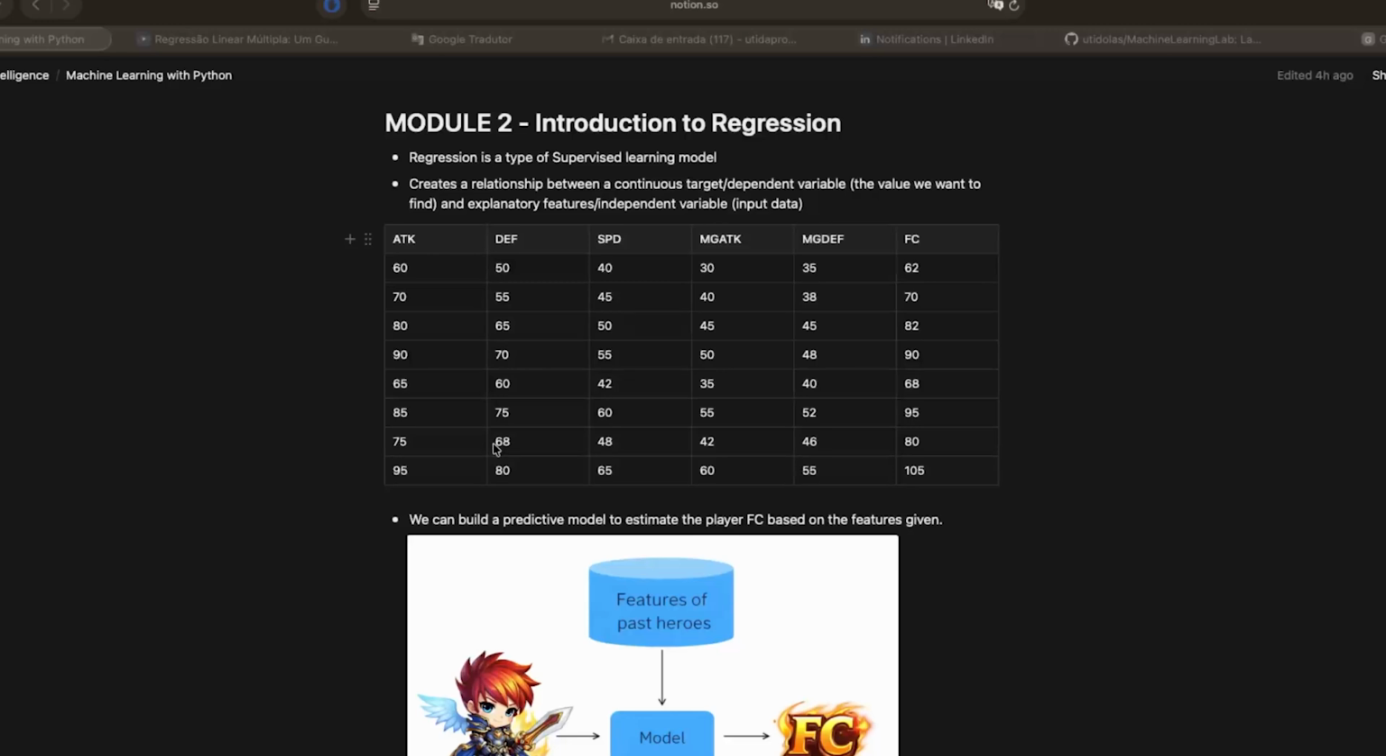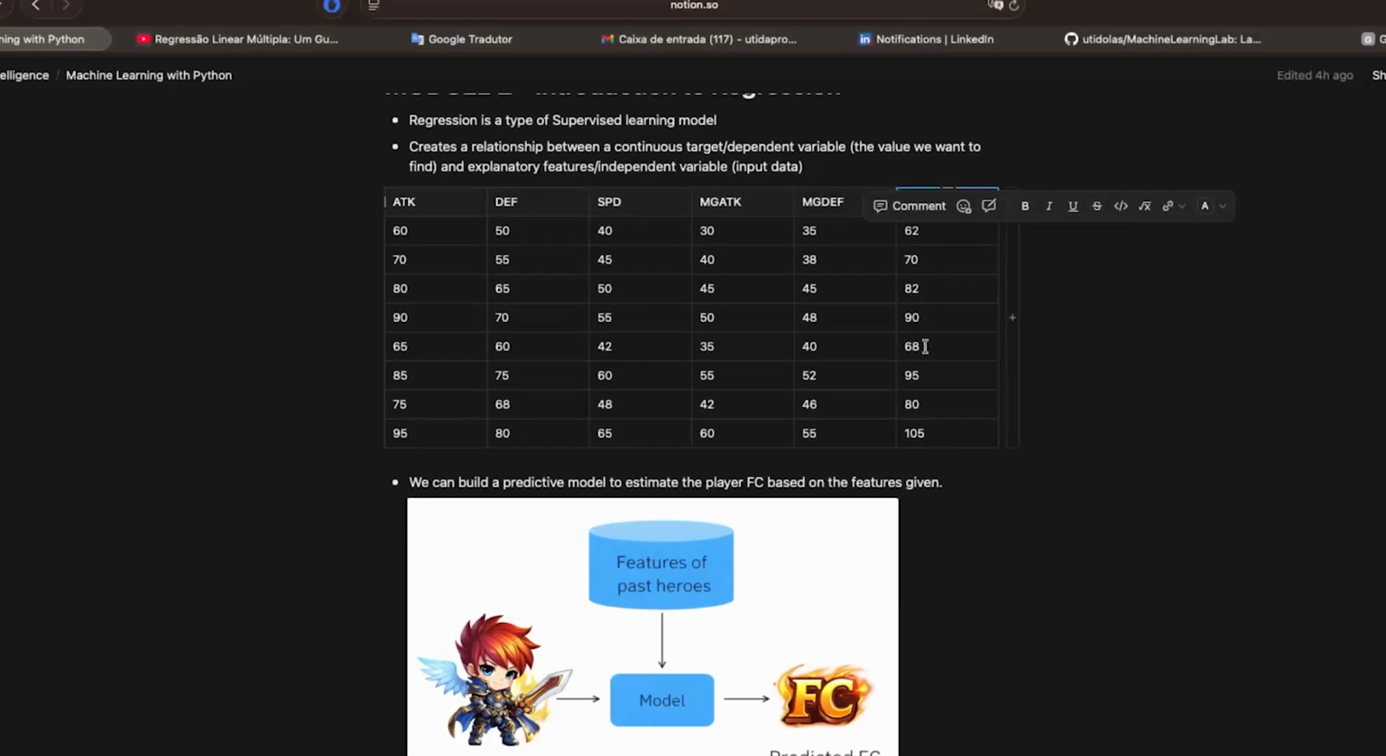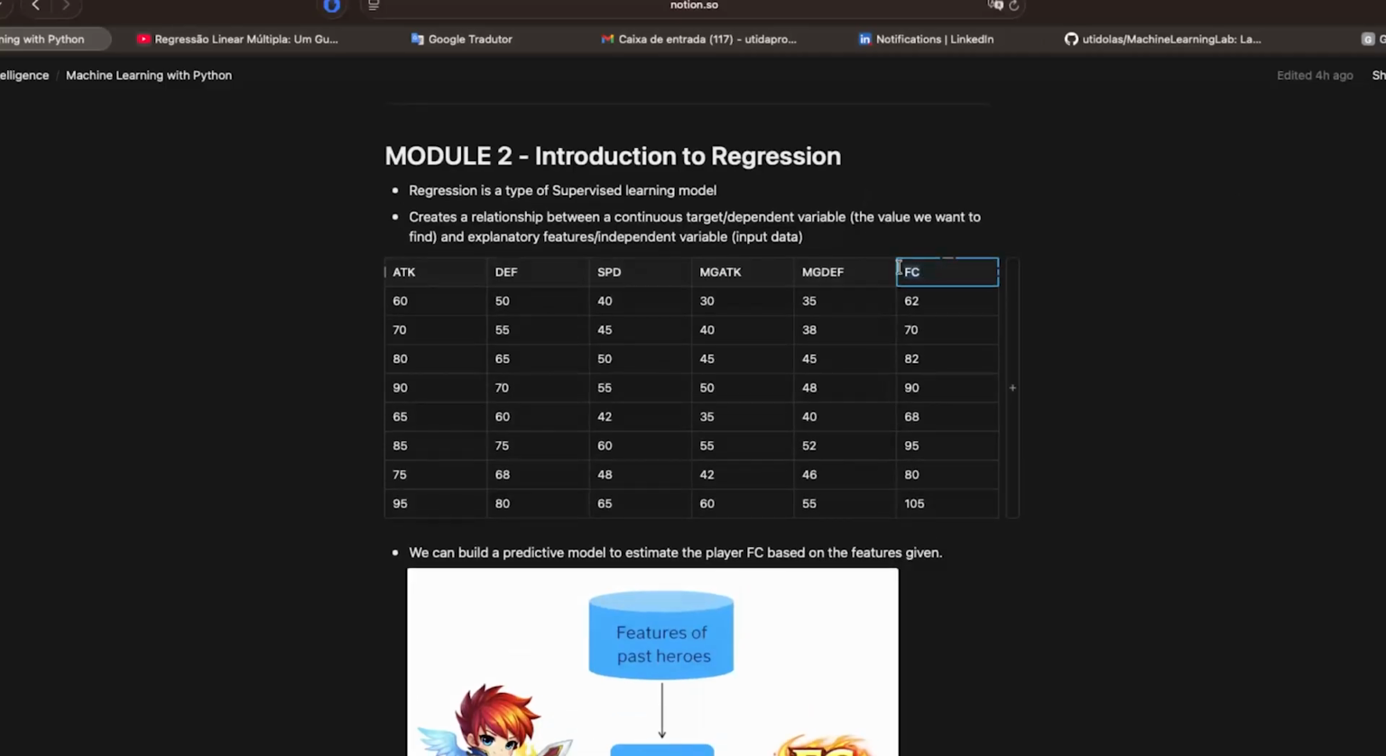This value is called the target or the dependent variable because it's going to depend on the other values. Let's take a look at our table here. Here, the FC is going to be our target value. In this example, we will try to predict FC. All these stats here are features that will be used to predict FC. So this relationship between the inputs and our output is what regression is. Basically, what we're saying is, given these stats, what should the FC be?